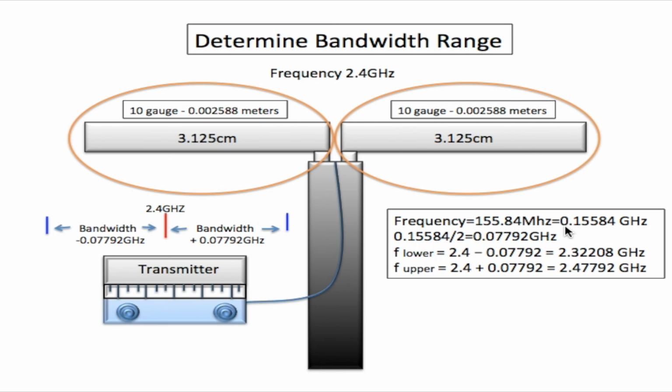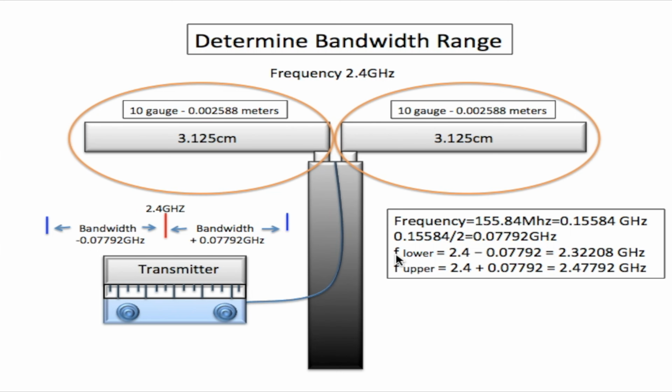Now I convert that to gigahertz, which is 0.15584 gigahertz, for the simple reason that our resonant frequency is in gigahertz, so I just want to keep them all the same. So the next thing I do is to divide this 0.15584 by 2, because this total bandwidth has to be shared by both sides of this 2.4 gigahertz. So I have 0.07792 gigahertz on both sides, one being positive and the other one being negative.